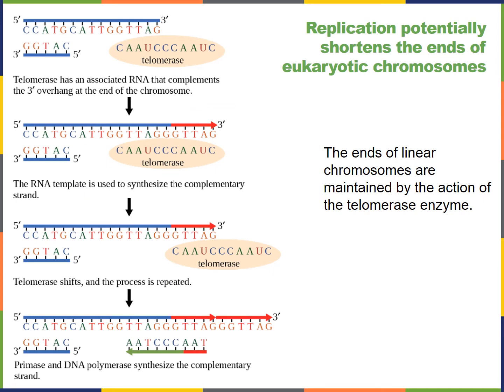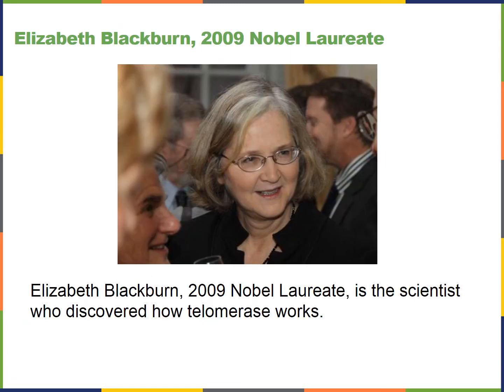Replication potentially shortens the ends of eukaryotic chromosomes. So the ends of linear chromosomes are actually maintained by the action of the telomerase enzyme. And on the next couple slides, we're going to talk more about the importance of telomerase. Telomerase is typically active in germ cells and adult stem cells. It is not active in adult somatic cells. This is a picture of Elizabeth Blackburn, who is a 2009 Nobel Laureate and is one of the scientists who discovered how telomerase actually works.